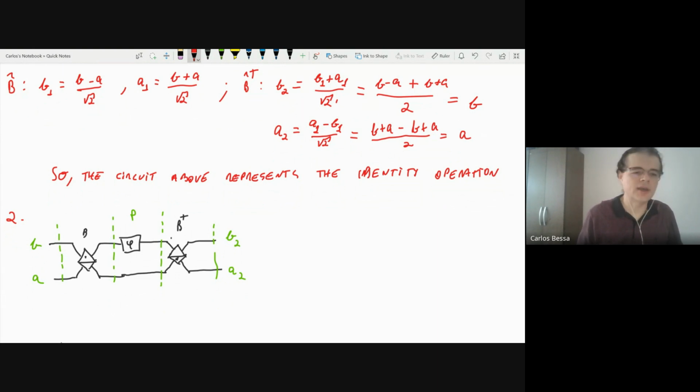To do this, again, in the first part of the circuit, we could apply B. We could multiply matrices, but I think it's more practical to use this way. So B, remember this is B1, and A1. So B1 is just B minus A over square root of 2 for a 50-50 beam splitter. And A1 is A plus B over square root of 2. So this is the first part.